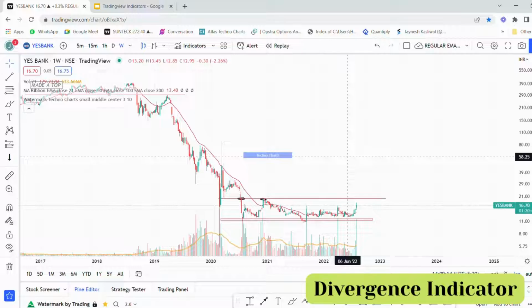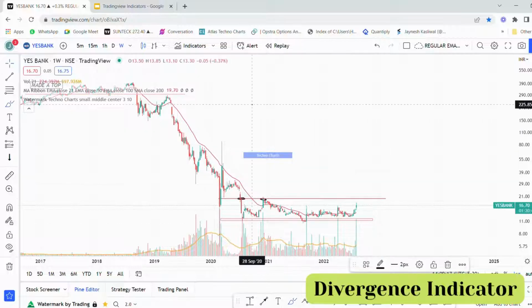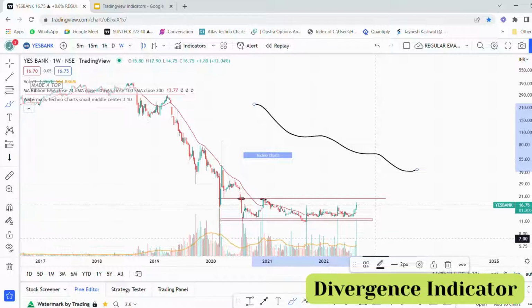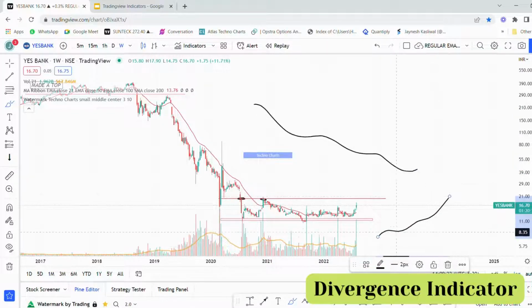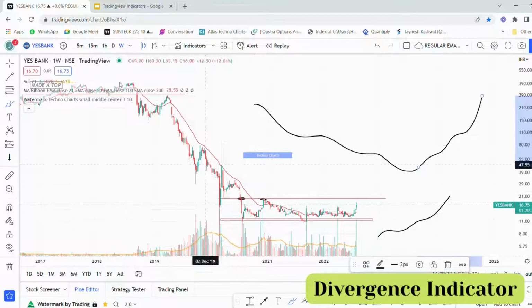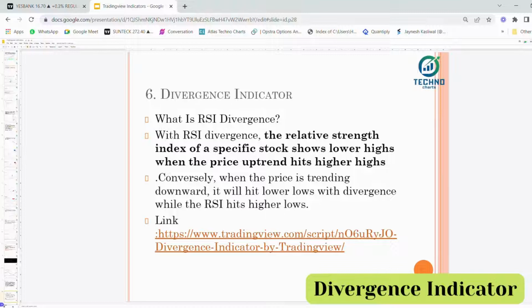Let's take an example. If Bank Nifty is continuously falling but our RSI is improving, that means this is a positive divergence or bullish divergence, and there is a high probability that Bank Nifty might reverse from here. With RSI divergence, the relative strength of a specific stock shows lower highs when the price uptrend hits higher highs. Right, so that is what we talked about. If price is falling but the indicator is rising, that is a positive sign. And if price is rising and the indicator is falling, that is a bearish divergence.